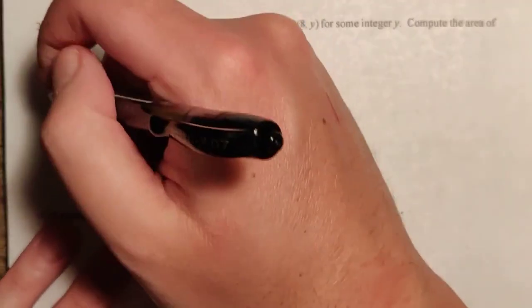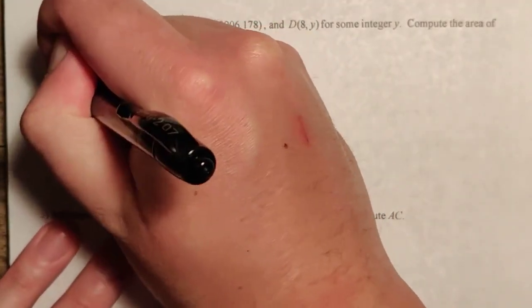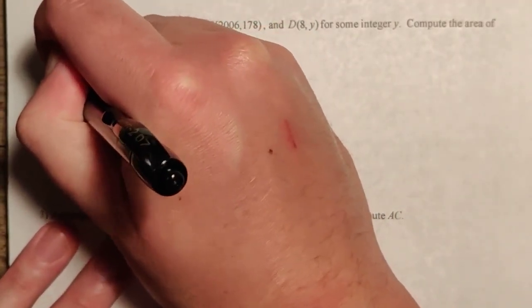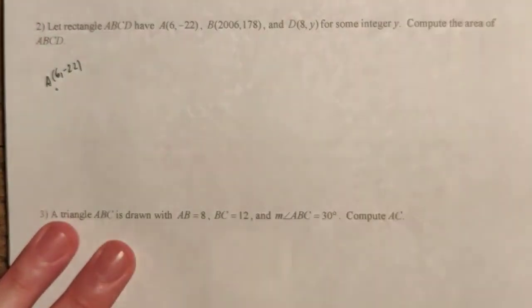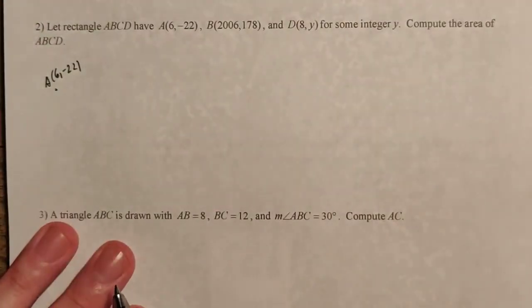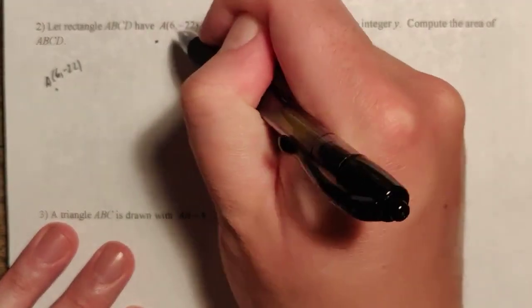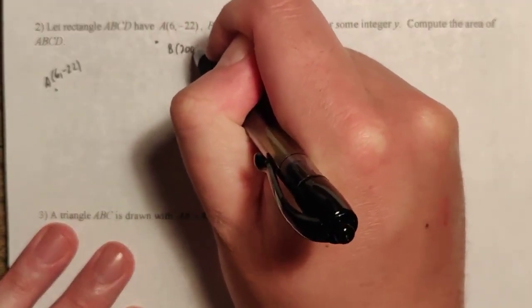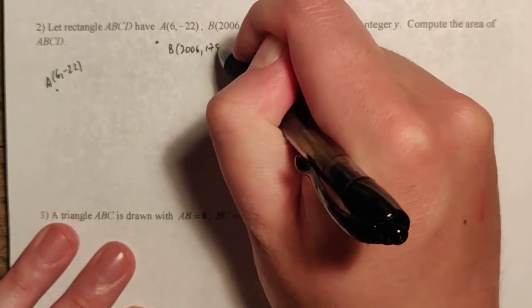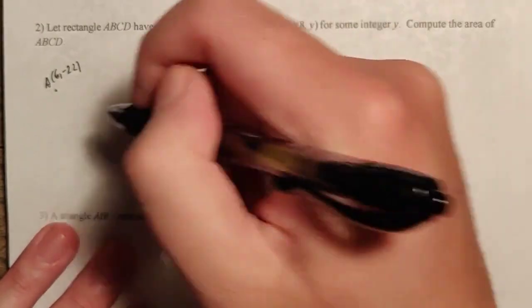So I guess we're going to sketch this out here. I'm actually not going to put axes in here, but it should work out nevertheless. We have A at 6, -22. B is going to be over here somewhere at 2006, 178. Now, obviously, this is not drawn to scale. You'll have to forgive me for this.